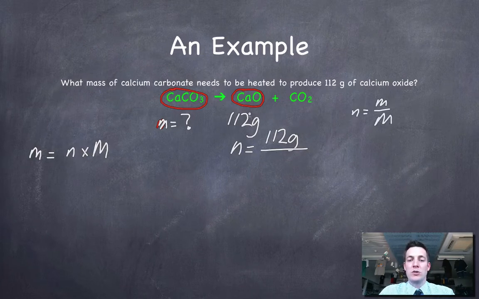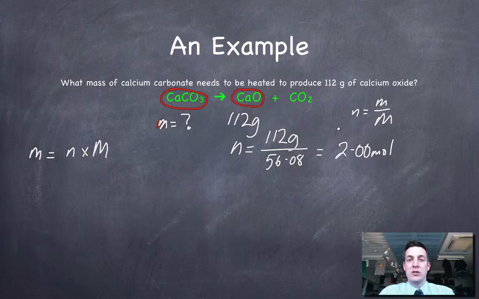So 112 over 40.08 for calcium plus 16 for oxygen, so that would be 56.08. And to three significant figures, because I've been given that number of significant figures in my data, that is 2.00 moles. So my first step, if I'm following the recipe, is to work out the number of moles of the substance that I've been told about. There's 2 moles of it.